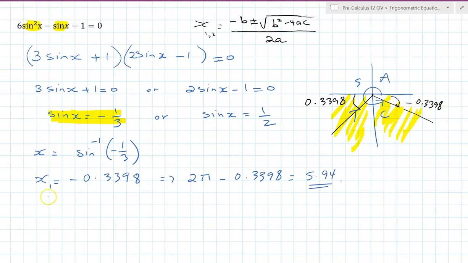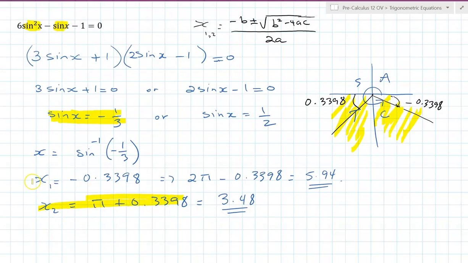So how would you get the second angle, x2? The x2 will end up being π plus 0.3398, and that is 3.48. Excellent. So we got one angle in quadrant 4 and one angle in quadrant 3. These two are solutions to the first equation.